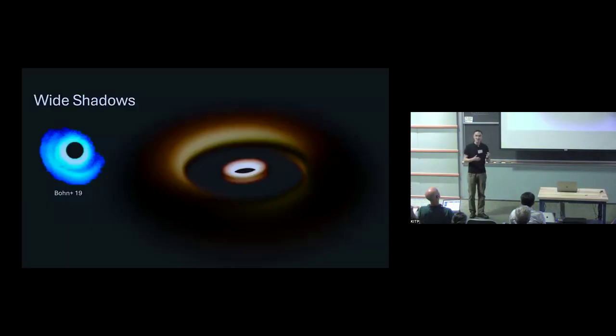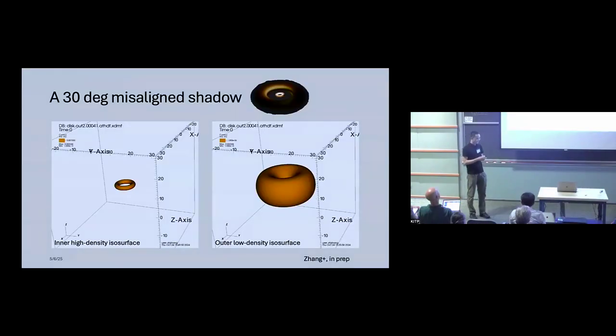So let's switch gears and focus on these wide shadows, which are due to the slight misalignment between the inner and outer disk. We also use a very similar simulation setup, but now we change the inner disk geometry so that the shadow is not perpendicular to the outer disk, but just 30 degrees misaligned with the outer disk. And if we start a simulation, you can see that the inner high-density region of the outer disk started to tilt towards the shadow's direction.